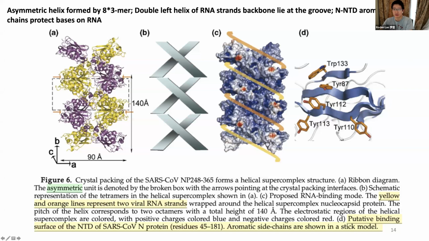So the binding of the RNA here is that the backbone of the RNA would lie at the groove, and then the bases will be pointing out. The author proposed, and also previous literature says, that the NTD, so this is the CTD domain, the NTD has aromatic side chains that will bind to the bases to, I coined it as, protect those bases. So this structure is shown for this one.